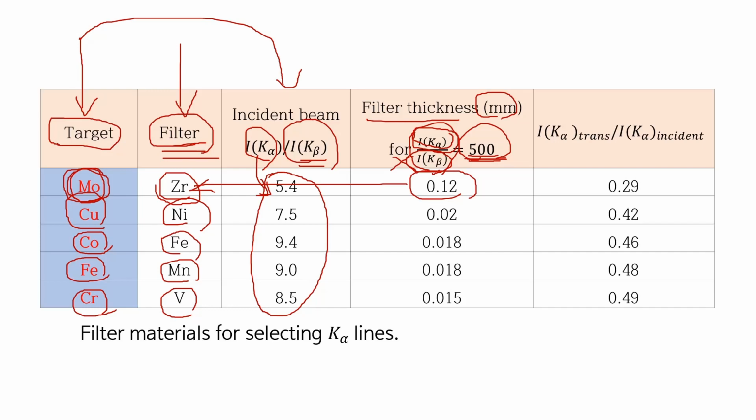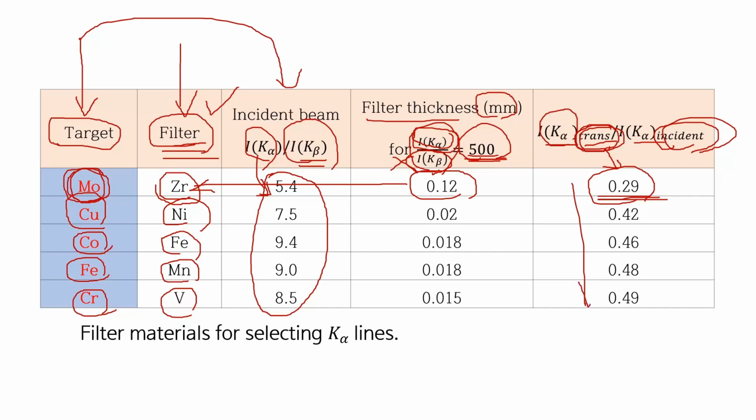This column shows the intensity ratio of incident K-alpha line and transmitted K-alpha line. So 0.29 means the transmitted K-alpha line has 29% of the intensity of that of the incident line. So 71% of intensity is absorbed by the filtering material. So this shows the ratio of the transmitted K-alpha line intensity to the incident K-alpha line intensity.